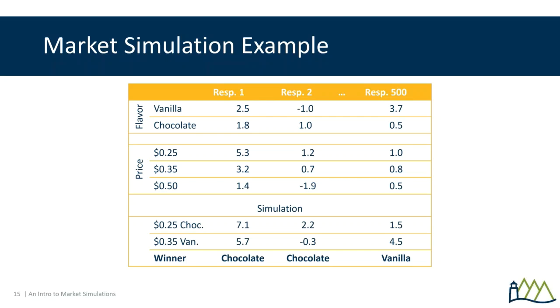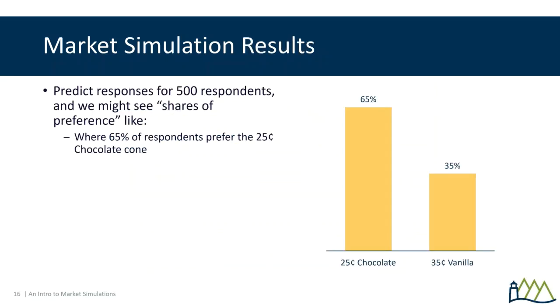However, if you look at respondent number 500, you can see that the vanilla cone was the preferred one. And so in that case, respondent 500 is going to allocate 100% of their share for the vanilla cone rather than the chocolate. Now, if we look at all of the respondents as a whole, we can see that 65% of our respondents preferred the 25-cent chocolate cone. So all 65% had the higher utility for that one, whereas 35% of the respondents chose the vanilla cone.